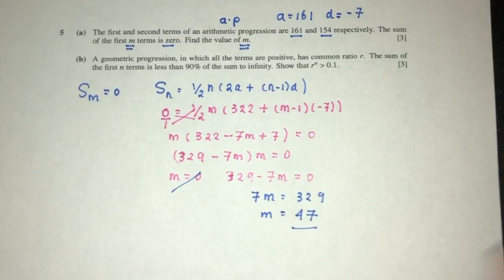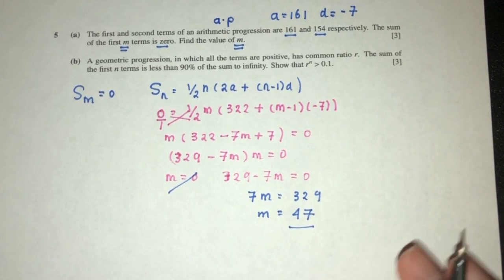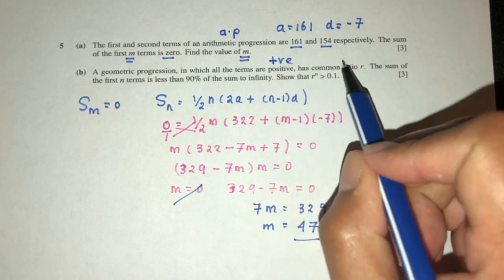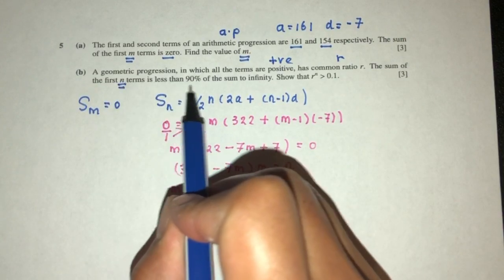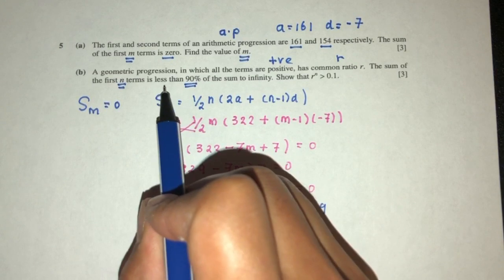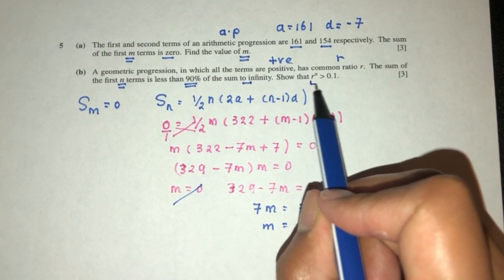So the number of terms will be 47. Okay. Now for part B, a GP in which all the terms are positive has common ratio R. The sum of the first n terms is less than 90% of the sum to infinity. Show this. So let's see, what can we do?